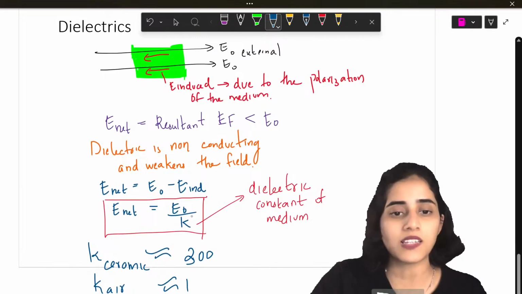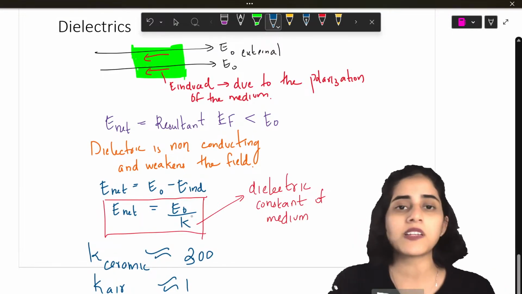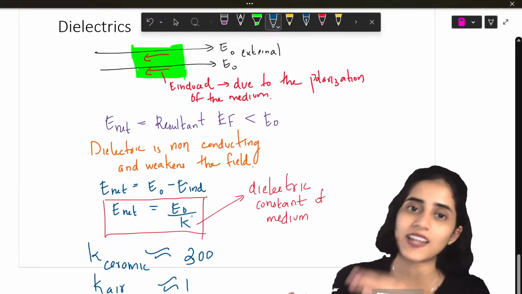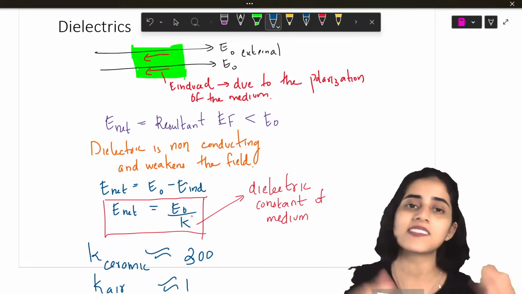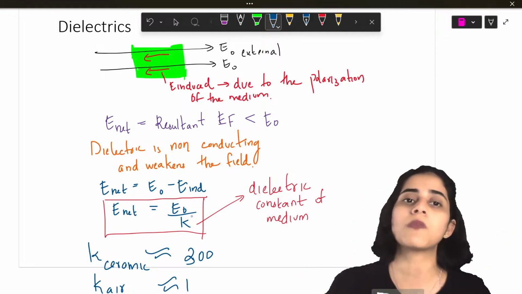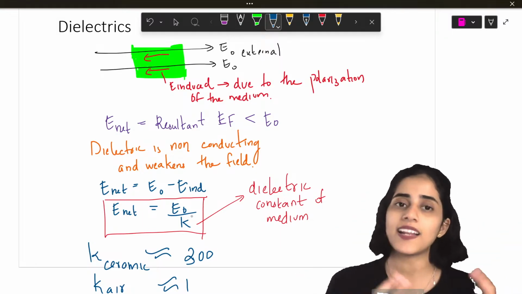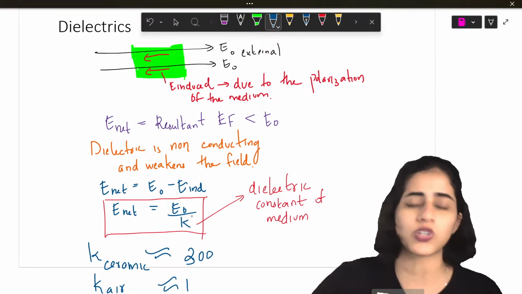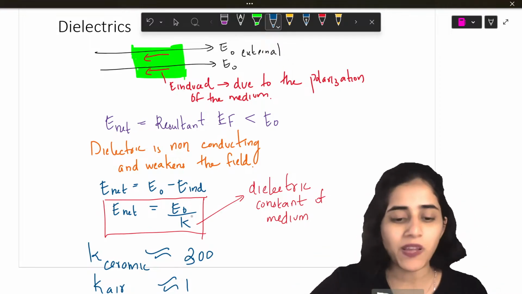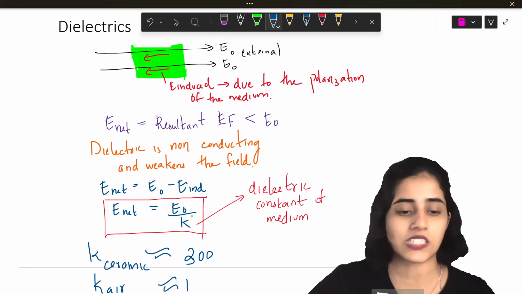So what does this mean? This means that for ceramics it's 300, so it produces that much induced field and it does not allow that much to pass through. For metals it is infinity, so the external field will be more, and it will allow them to pass through. Dielectrics are usually not conducting elements, so K will have different values depending on what the material is.